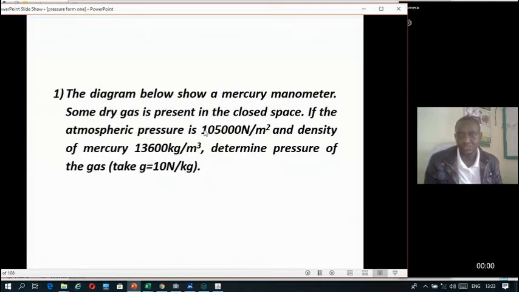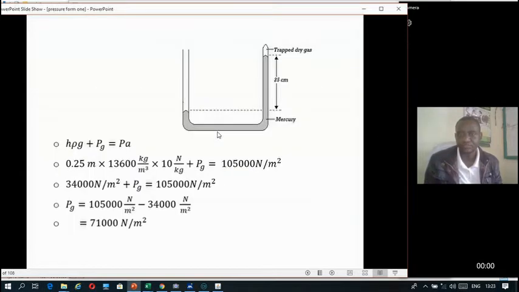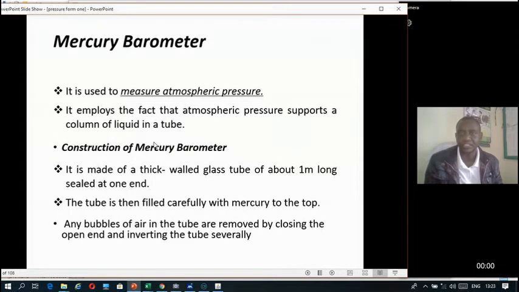Because you are given the atmospheric pressure as 105, that's what we have replaced there. We want to move to the mercury barometer. A mercury barometer is used to measure atmospheric pressure. It employs the fact that atmospheric pressure supports a column of a liquid in a tube.